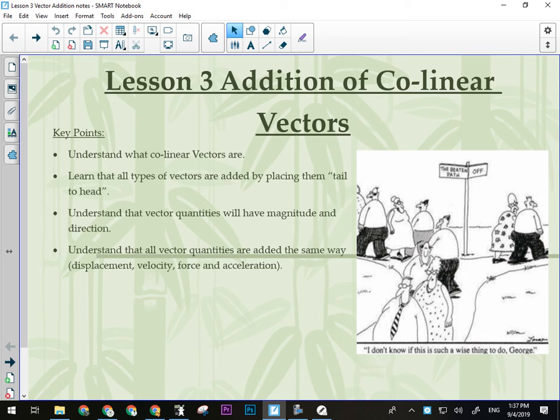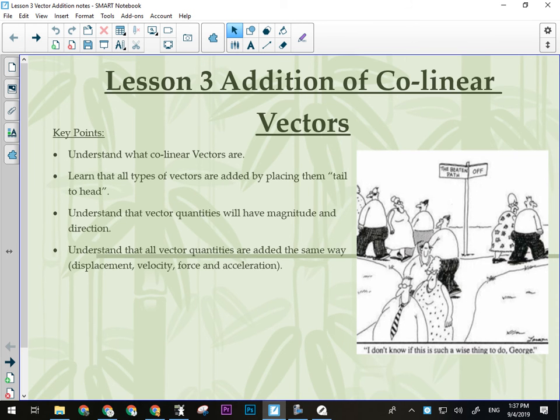Okay, all types of vectors are added by placing them tail to head. That's how we draw all vectors, and I'm going to explain that in a little more detail in a few minutes. Understand that vector quantities obviously have magnitude and direction. We've gone over that already. And understand that all vector quantities are added the same way. So once I teach you how to draw vector diagrams, you use that for any vector quantity. Displacement, velocity, acceleration, force. All of them get drawn the same way. Any vector quantity is drawn as an arrow, and they're drawn tail to head.